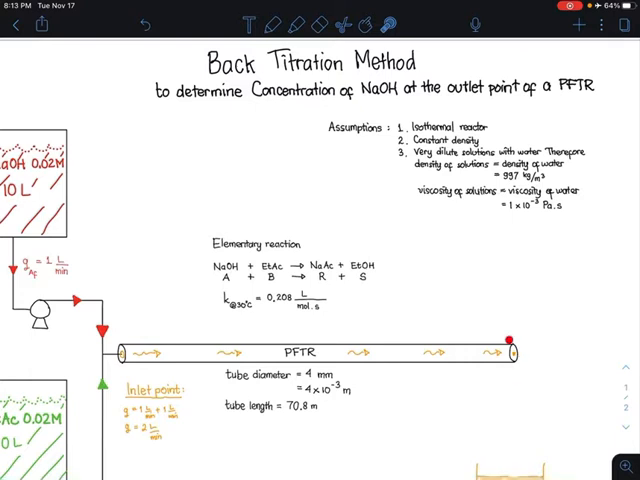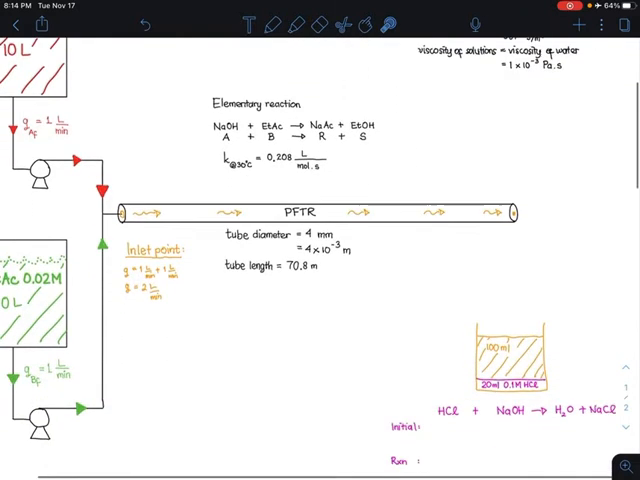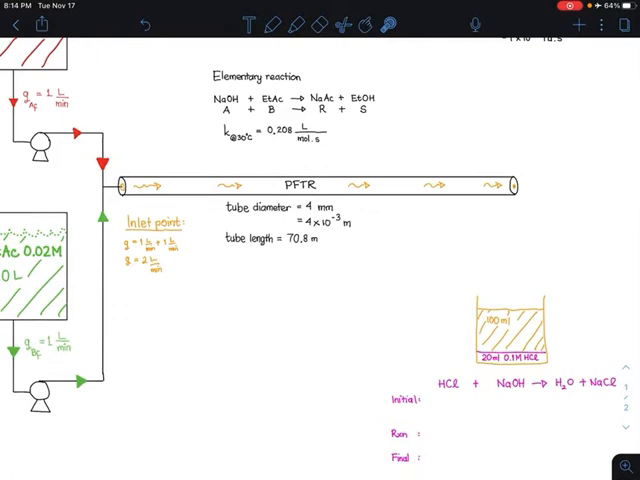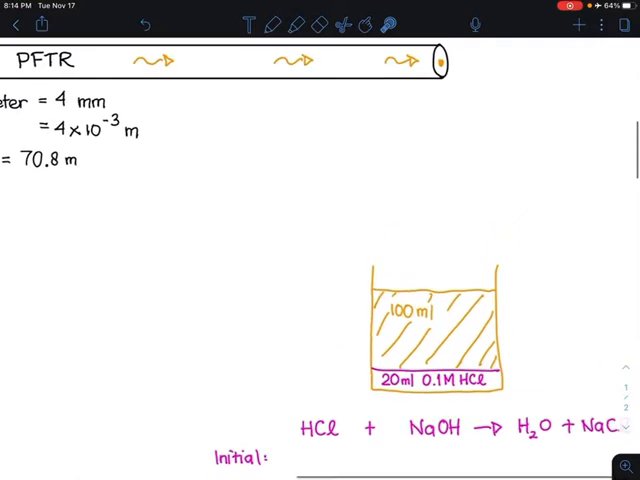So how to stop the reaction? We have to add another chemical that will react with one of them. The simplest: sodium hydroxide is a base, so we can just add an acid so that an acid-base reaction will happen. The easiest way is by adding hydrochloric acid. Let's say when we collect the sample, the container already has 20 milliliter of 0.1 mole per liter hydrochloric acid.